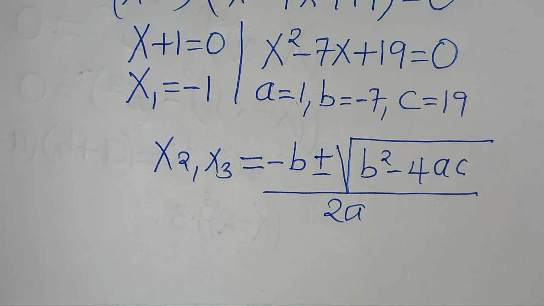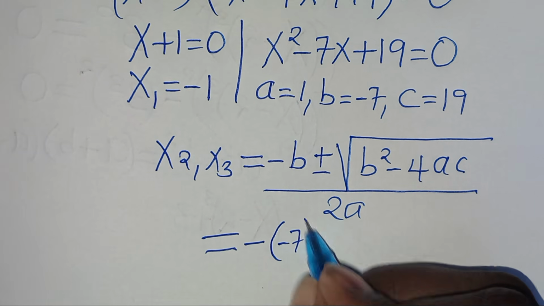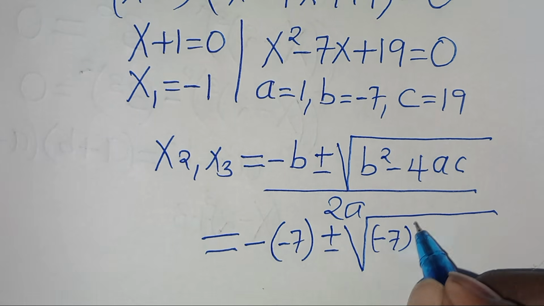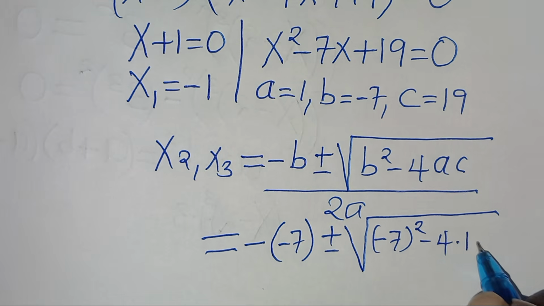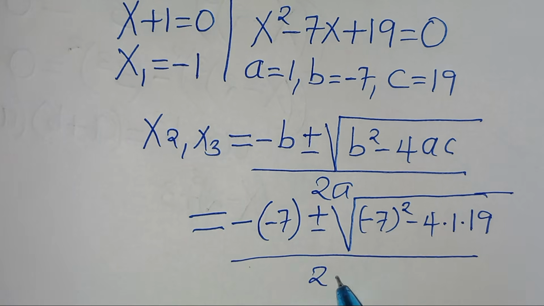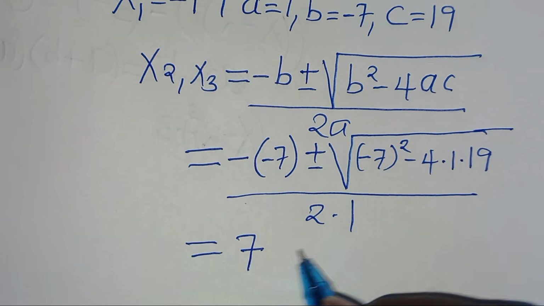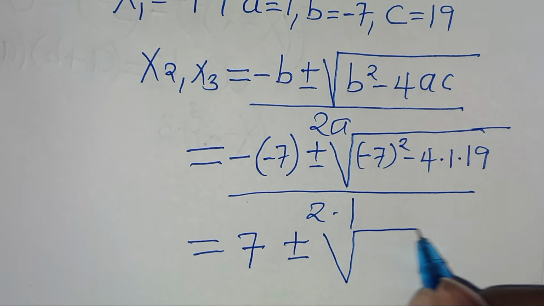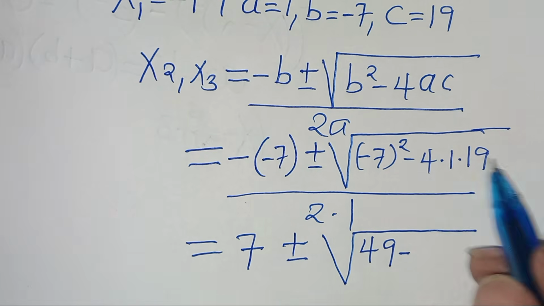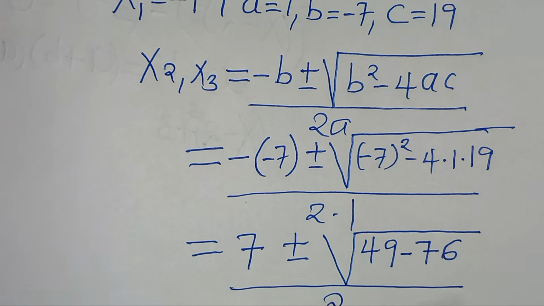Now let's substitute the values of a, b, and c into this formula, so that we have x = (negative times negative 7 plus or minus the square root of (negative 7) to the power of 2 minus 4 times a, which is 1, times c, which is 19), divided by 2 times 1. So negative times negative 7, this is 7 plus or minus the square root of negative 7 squared, this is 49, minus 4 times 19, this is minus 76, then divided by 2.